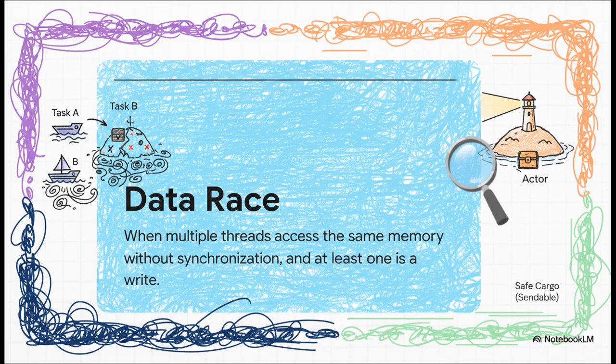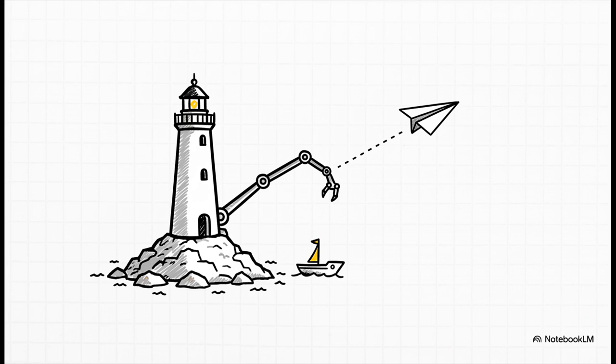It's when you've got multiple threads, all trying to mess with the same piece of memory at the exact same time, without any kind of coordination. And at least one of them is trying to write to it. The result? Pure chaos. Your app state gets completely scrambled, and that leads to some of the most unpredictable crashes you'll ever see. So, how did we used to handle this?